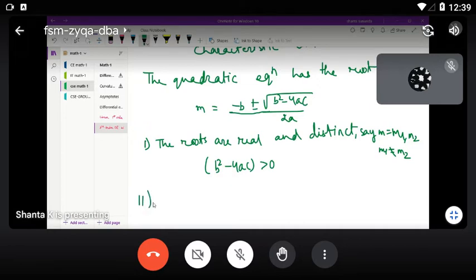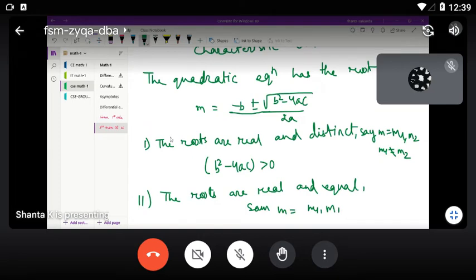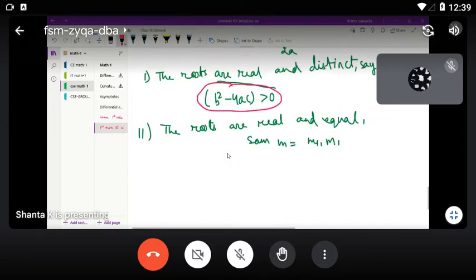Now the second one, the roots are real and equal. That means they are repeated. So you can say m equals to m1, and when this happens, if this here is greater than 0 we have distinct roots, and if you have this equals to 0, then we will have the repeated roots. When b square minus 4ac is equals to 0, you will have the repeated roots.